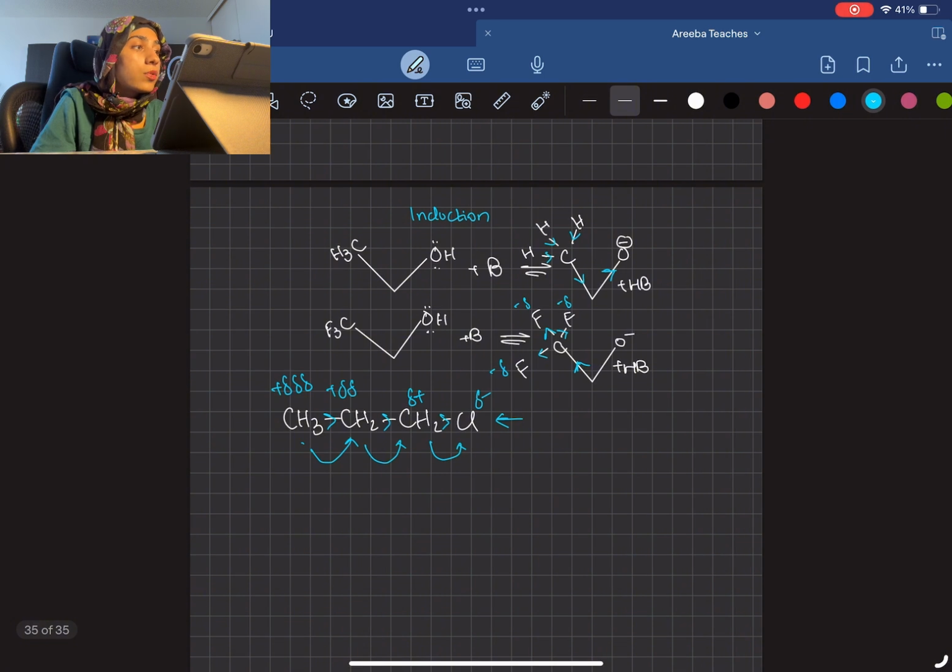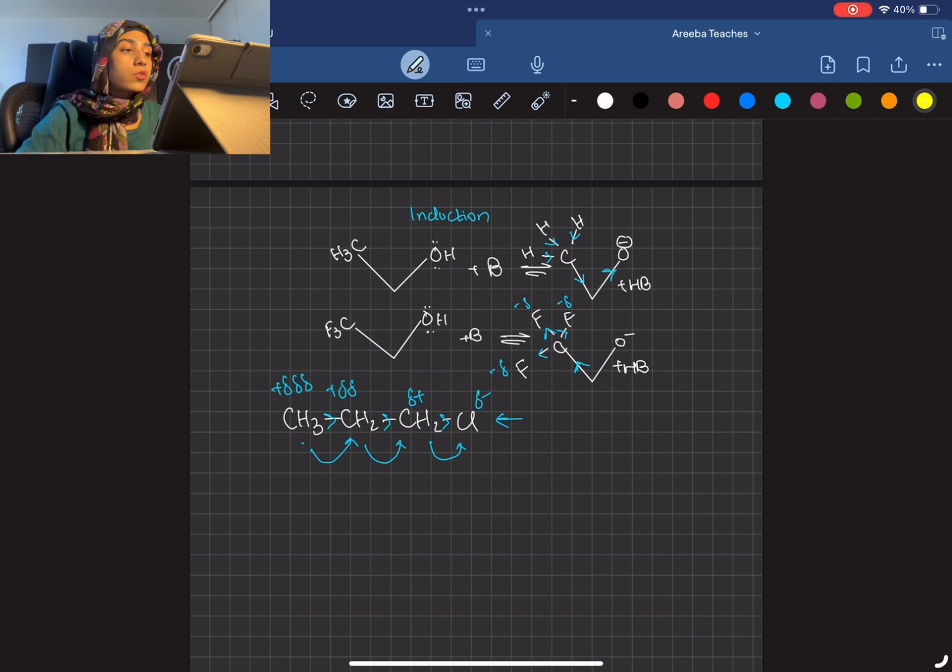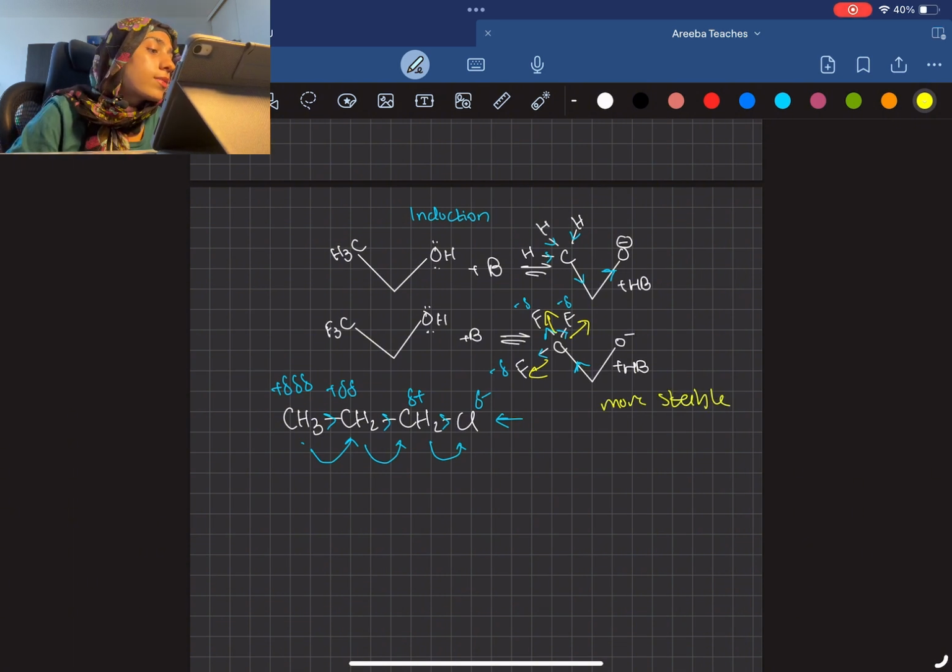Because in the diagram on the bottom, the charge is more spread out, going into these three different branches, that means it's more stable. If it's more stable, it has less energy. That means it's a weak conjugate base. A weak conjugate base is going to make a strong acid.